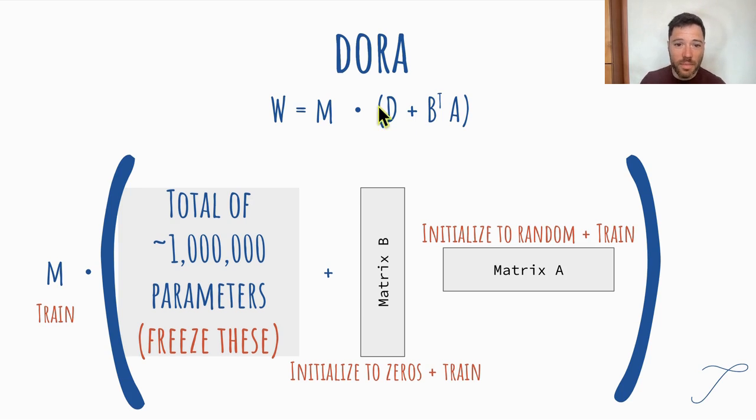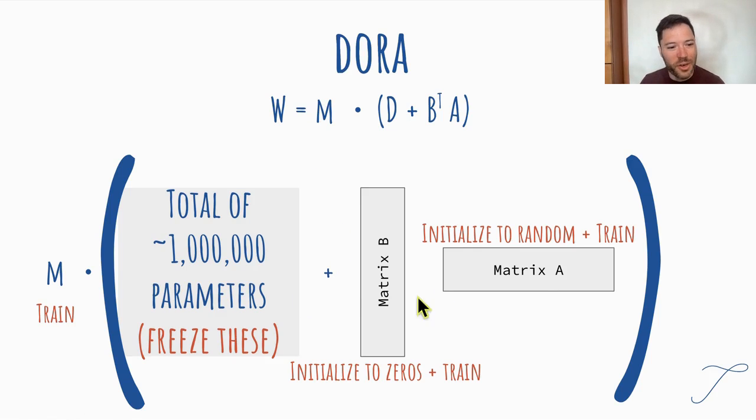And additionally, DoRA involves making M here, the magnitude, trainable. So you can think of DoRA as taking the original weight matrix, allowing the size or the magnitude of that matrix to be trainable, and then using LoRA to train the direction of that matrix. So DoRA just adds in this extra parameter, which is allowing us to train the magnitude of the original matrix.